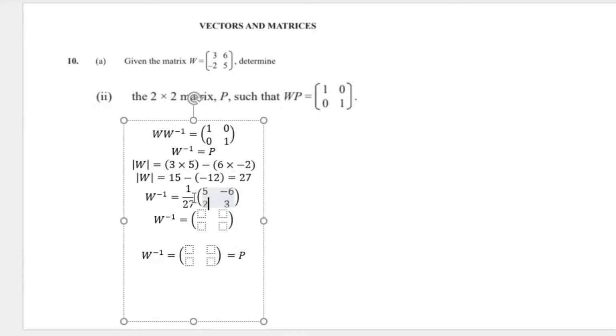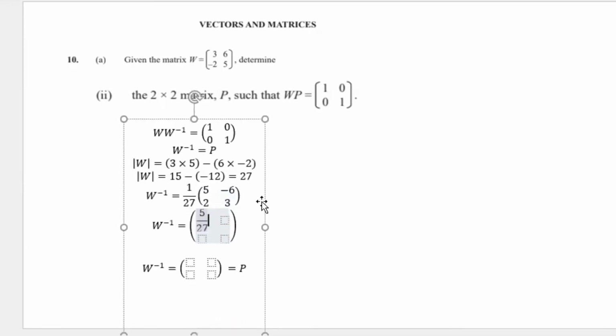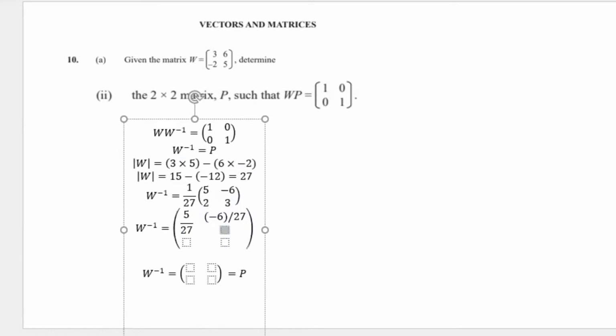So now we're just multiplying 1 over 27 times each number in the matrix. So it is 1 over 27 times 5, and what we'll get is 5 over 27. And then we have negative 6 multiplied by 1 over 27. So what we have is negative 6 being divided by 27.